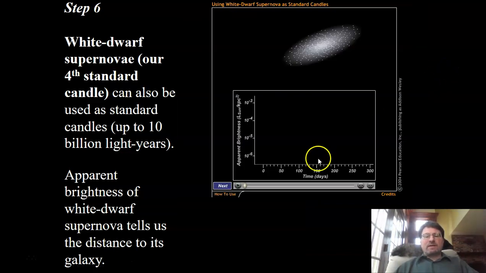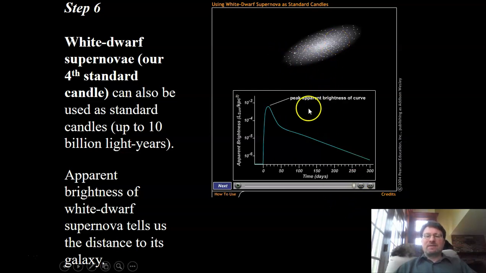Now, we have a little interactive figure here that can help us to explore white dwarf supernovae's light curves in a little more detail. On the vertical axis, we have the apparent brightness, and on the horizontal axis, we have the time in days. And the way that this works is that the white dwarf supernova gets very bright, and then it dims off gradually with time. So when it's as bright as the rest of the galaxy, then that's what's called the peak brightness.